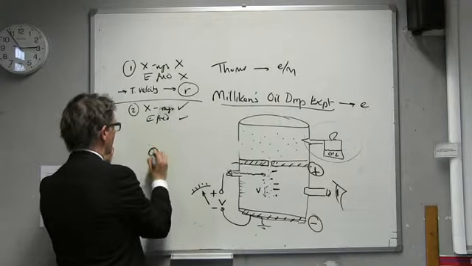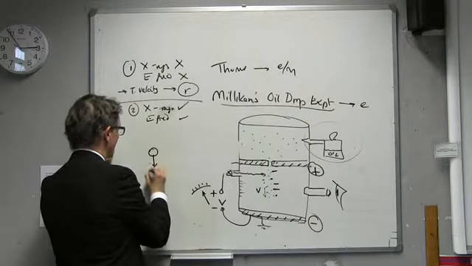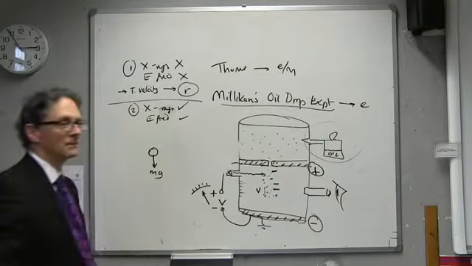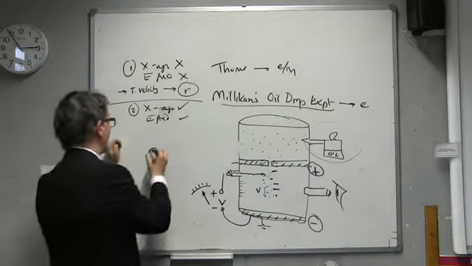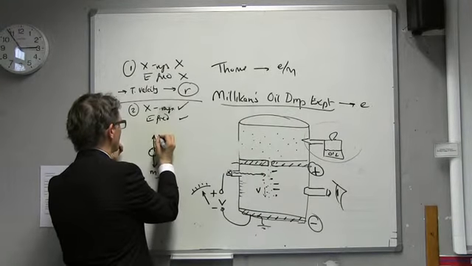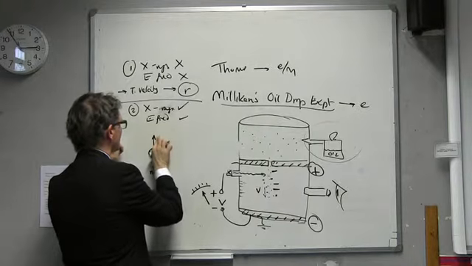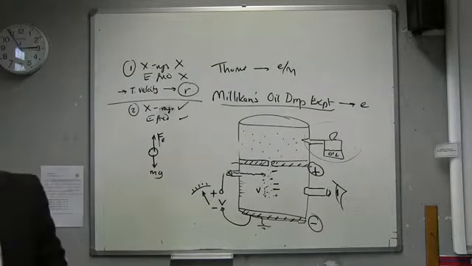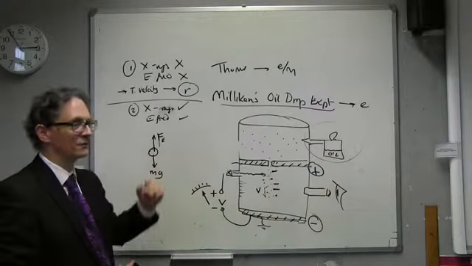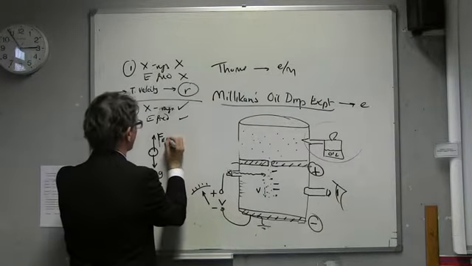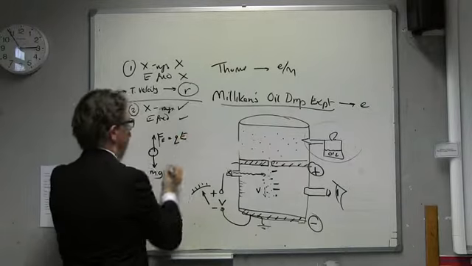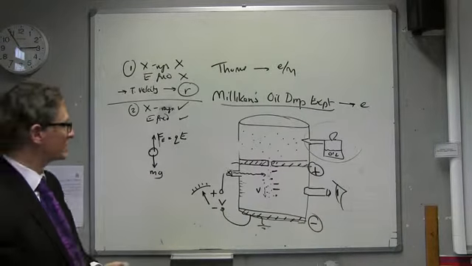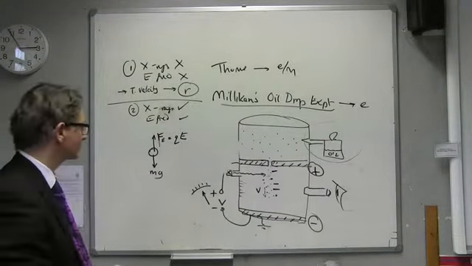So let's think about our drop again. Again, downwards we've got mg. But now we've turned the E field on, so we've now got upwards some sort of electric force. Okay, we've got some sort of electrostatic force pulling it upwards, and of course we know that. Same as in the other experiments, it's Q times E.